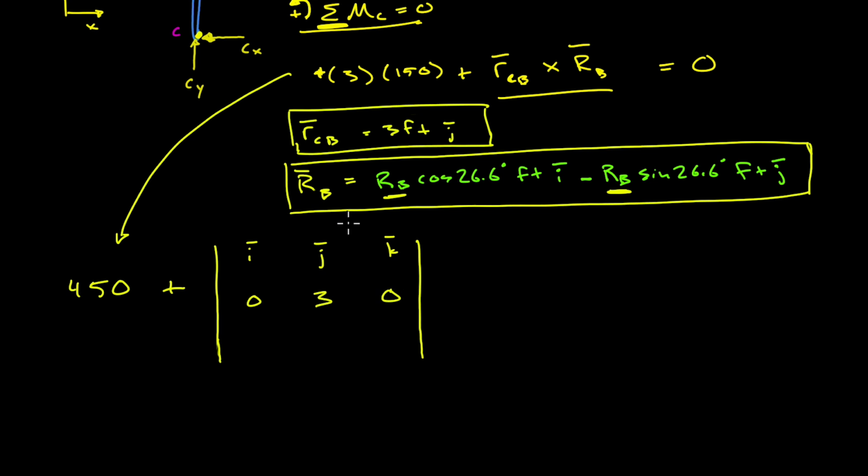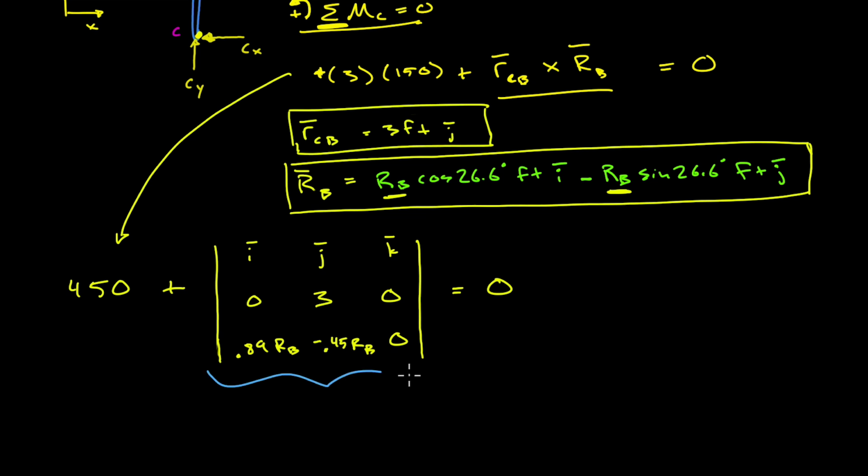And then the last row will be our vector RB, which has an I component of RB cosine 26.6, or about 0.89 RB, and it's got a j component of negative RB sine of 26.6, so about negative 0.45 RB, and it has no component in the k direction. And all of this needs to add up to 0.